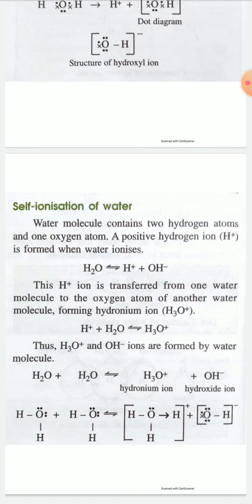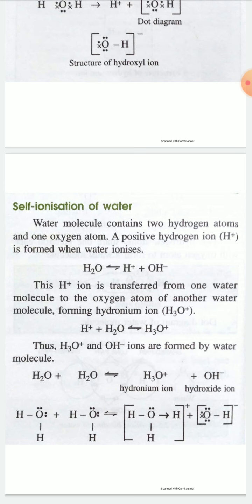Self ionization of water. A water molecule contains two hydrogen atoms and one oxygen atom. A positive hydrogen ion, H plus, is formed when water ionizes. I have told that water ionizes to form H plus and OH minus ion. Now this H plus ion can combine with another water molecule by the formation of a coordinate bond, forming the hydronium ion, H3O plus. So first water ionizes to form H plus, and this H plus again combines with another water molecule, forming the hydronium ion.